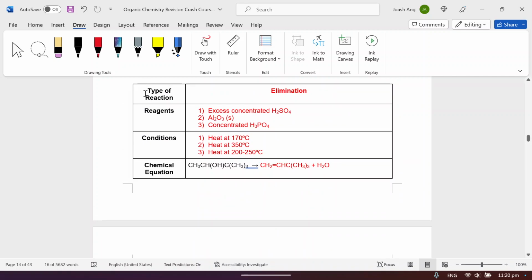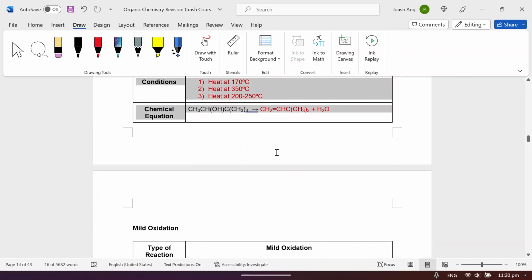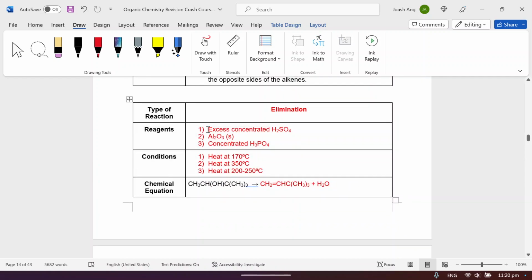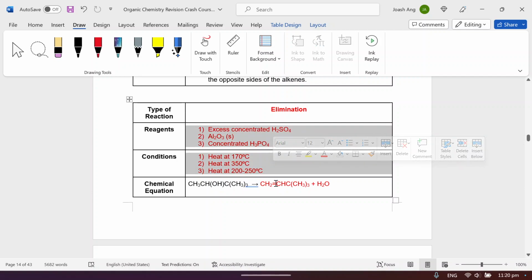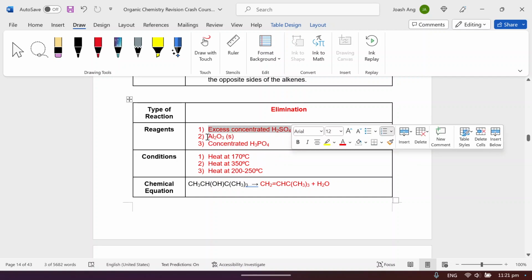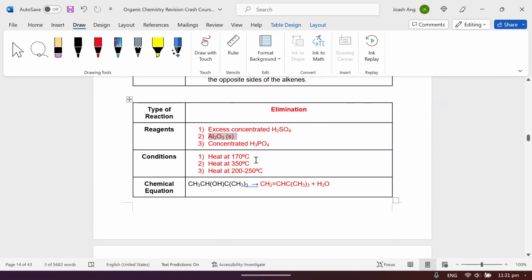Oh, this one, I will go through because this one is actually supposed to be under alcohols. So just take note that these are the reagents and conditions used for elimination of alcohols to form your alkene molecule. The first is concentrated H3PO4, heat at 200 to 250 degrees Celsius. I think some schools do put this, but the most common one is definitely excess concentrated H2SO4, and Al2O3 solid.